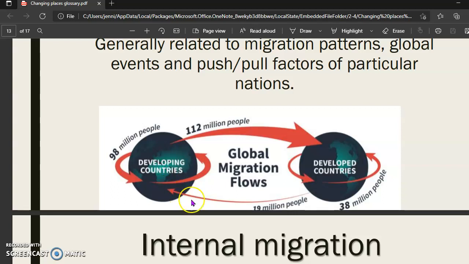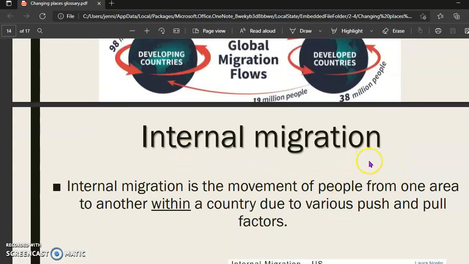Within the developing world, you've got 98 million people moving within developing countries. So, for example, maybe moving from, I don't know, Bolivia to Peru within South America. And then in developed countries, you've got 38 million people moving within the developed world. So, for example, if you were to move to New Zealand or to the UK, you're moving from one developed country to another. Again, that's smaller than this number.